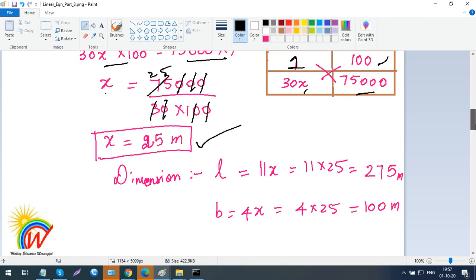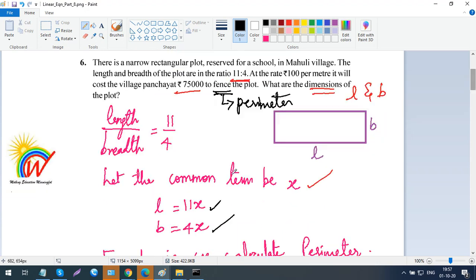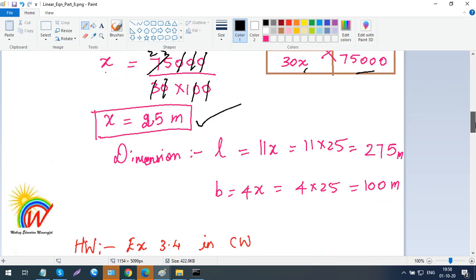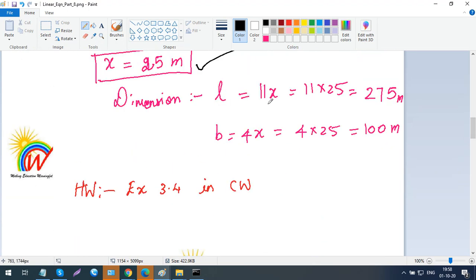Now what was our x? Actually, x was our common term. So our length will be 11 into x, and breadth will be 4 into x. So L is equal to 11 into 25, 275 meters. Breadth will be 4 into 25, 100 meters. So these are our dimensions.